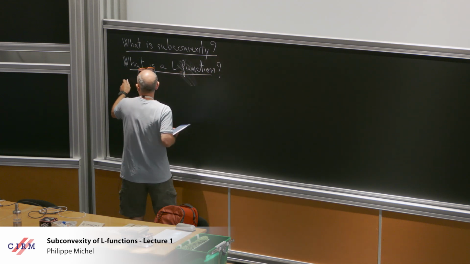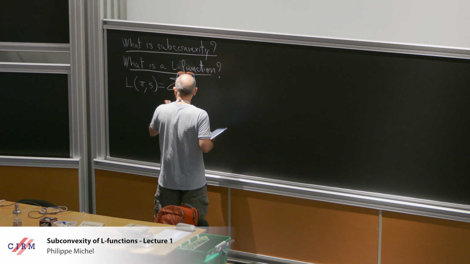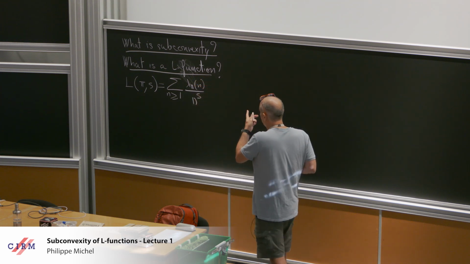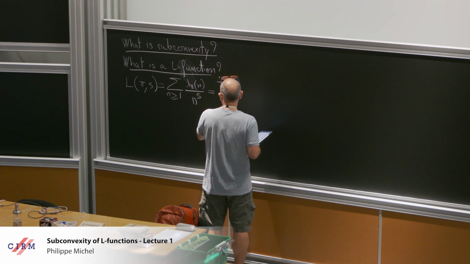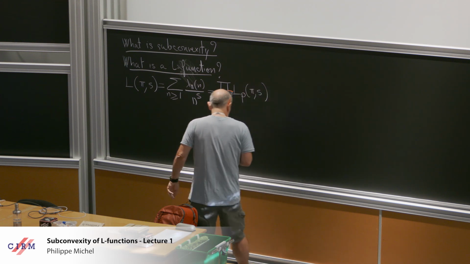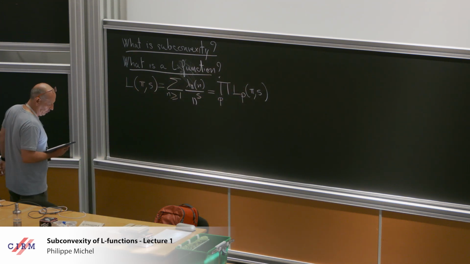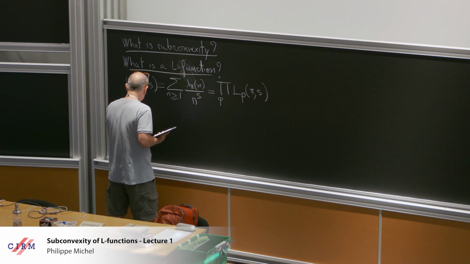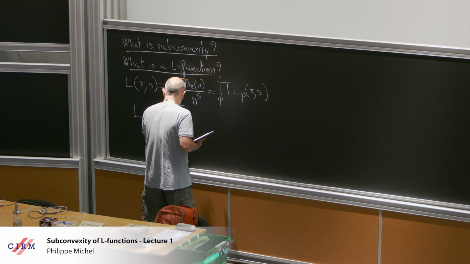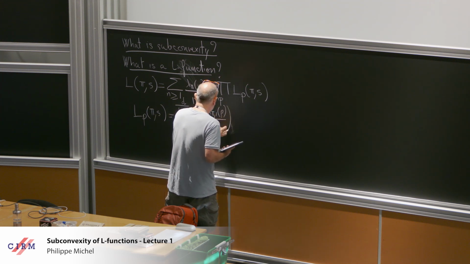So an L function is, in the most naive sense, a Dirichlet series. It's a function of a complex variable s, which, in addition to being a Dirichlet series, happens to be factorized as an Euler product over the primes. These terms are called the local factor at a given prime p, and this local factor is the inverse of a polynomial in p^(-s).